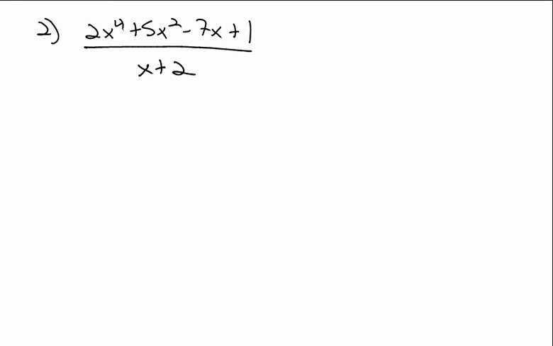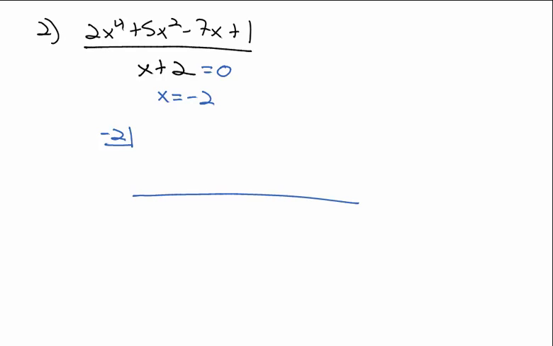Let's try another one. Let's try 2x to the 4th plus 5x squared minus 7x plus 1. And we're going to divide it by x plus 2. To set it up, we find the 0. X plus 2 equals 0, so x equals negative 2. That's who's going in the corner.